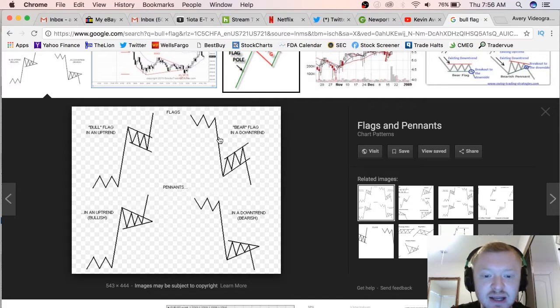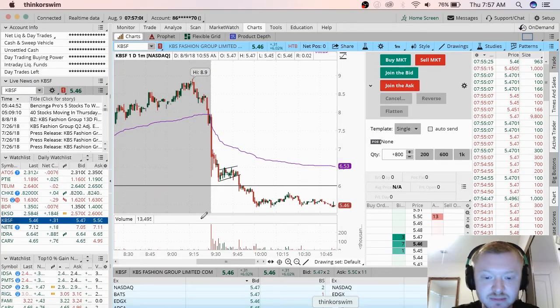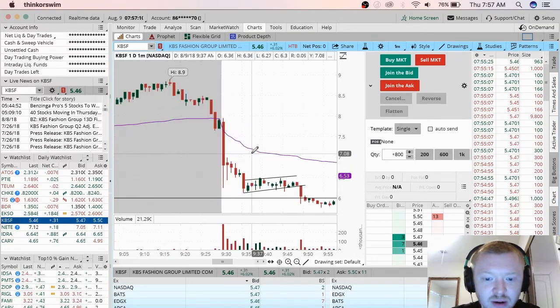The bear flag in a downtrend. So we have the initial panic sell, a huge sell-off. Then the shorts start covering their position some. We start in an uptrend. We have higher lows and higher highs. And what you want to look for on this, again, is volume. You want to be looking at the volume because just like on KBSF this morning, we have the sell-off here.